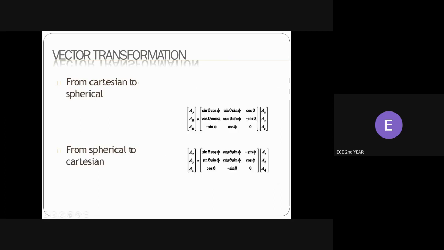The other transformations, from Cartesian to spherical, the formulas are given here. From spherical to Cartesian, the formulas are given here. So you can use this particular matrix if you want to convert a vector from one coordinate system to another. Remember, this is a vector transformation. Previously, we saw the point transformation. This is not a point transformation, this is a vector transformation. So the two different transformation formulas are over. First, we saw how to convert a point from one coordinate system to another. Here, how to convert a vector from one coordinate system to another is given.